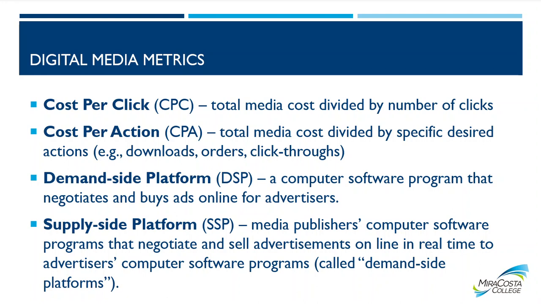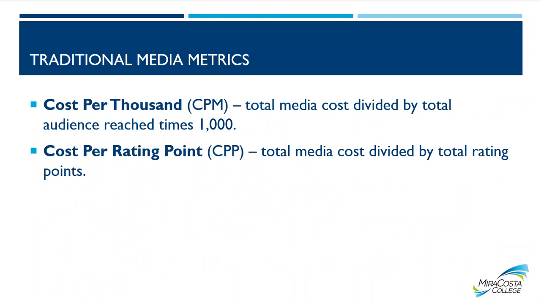Demand side platform is a computer software program that negotiates and buys ads online for advertisers. Supply side platform is media publishers' computer software programs that negotiate and sell advertisements online in real time to advertisers' computer software programs called demand side platforms. So these are all the different types of metrics. Okay.